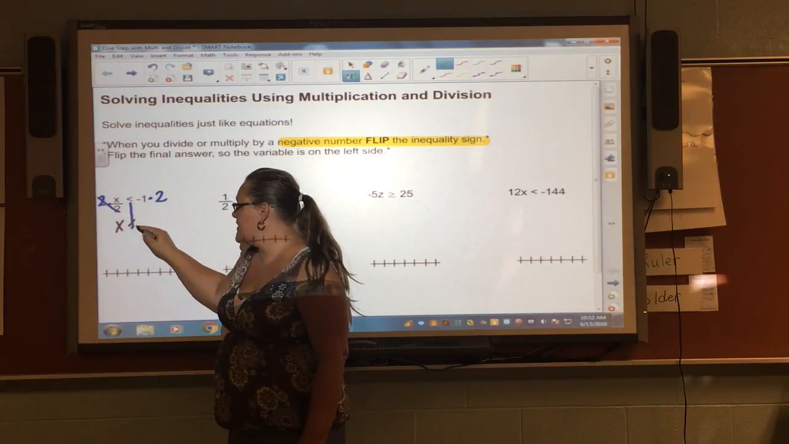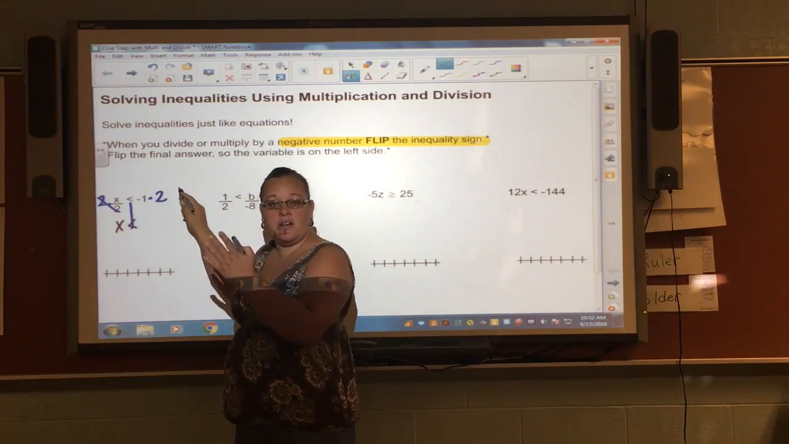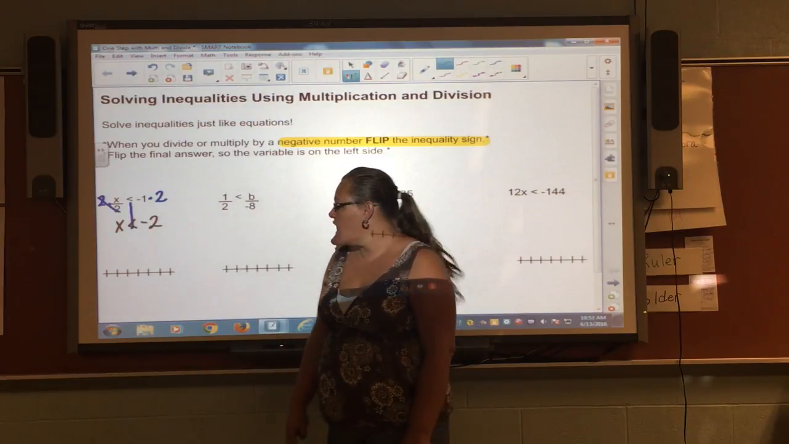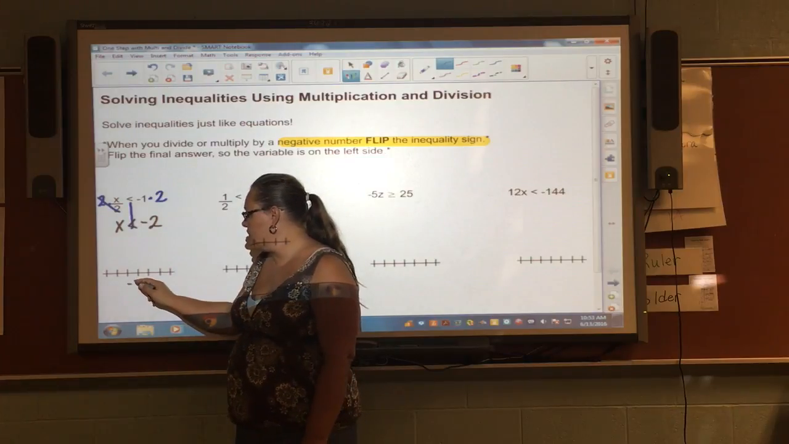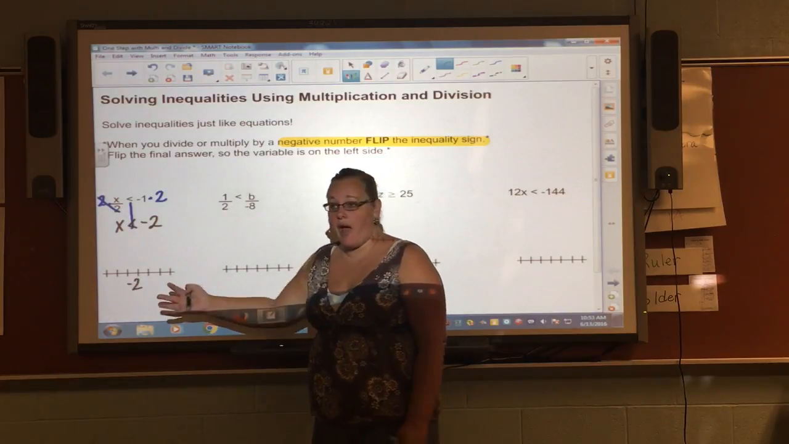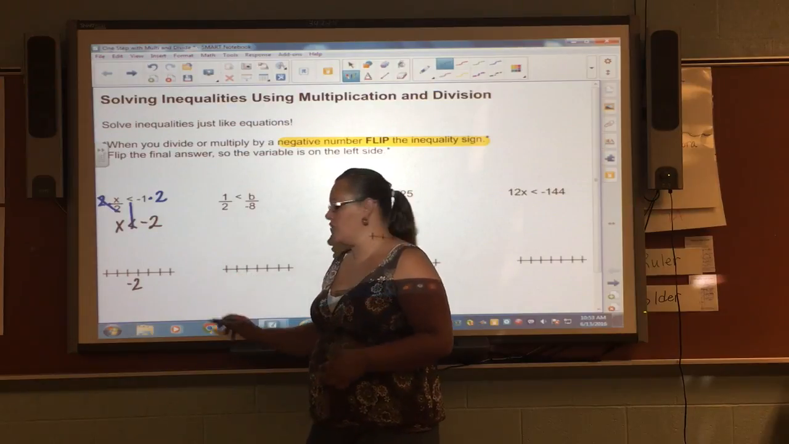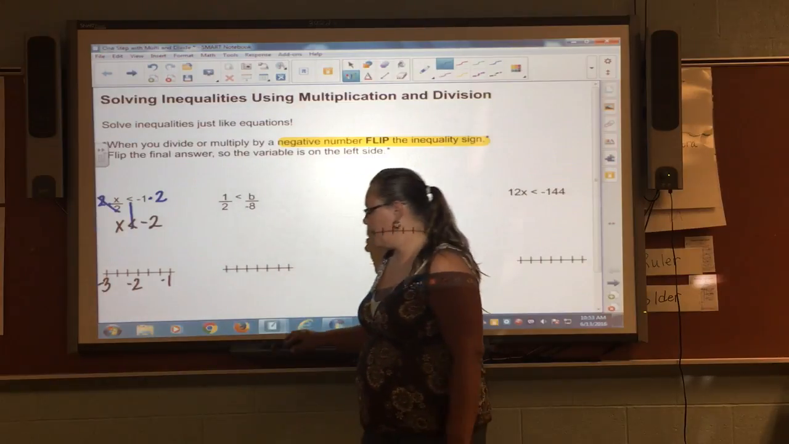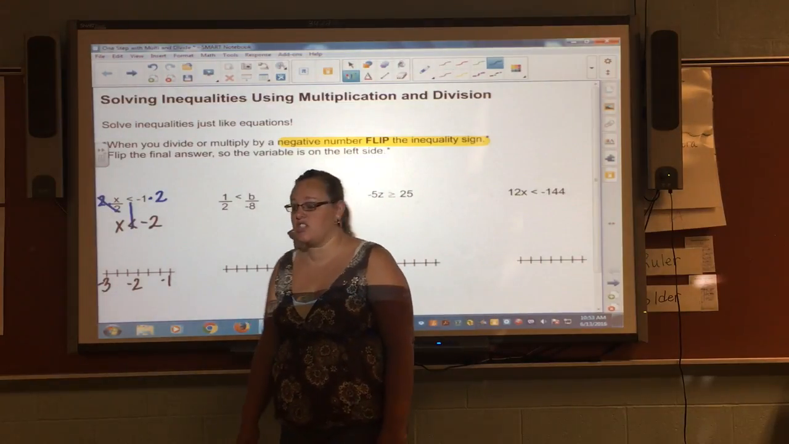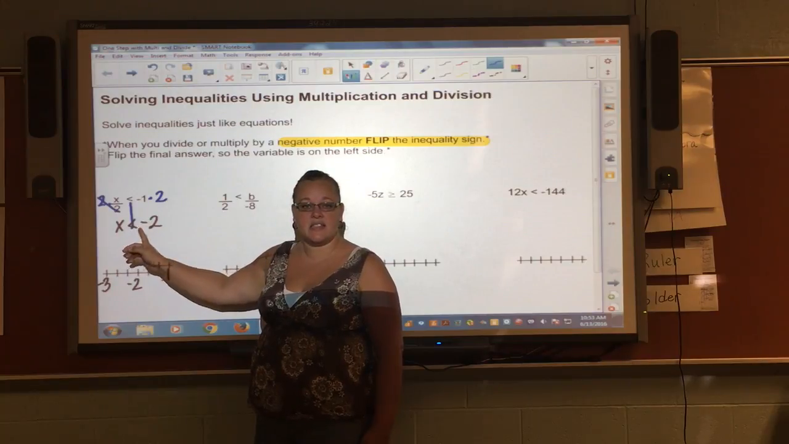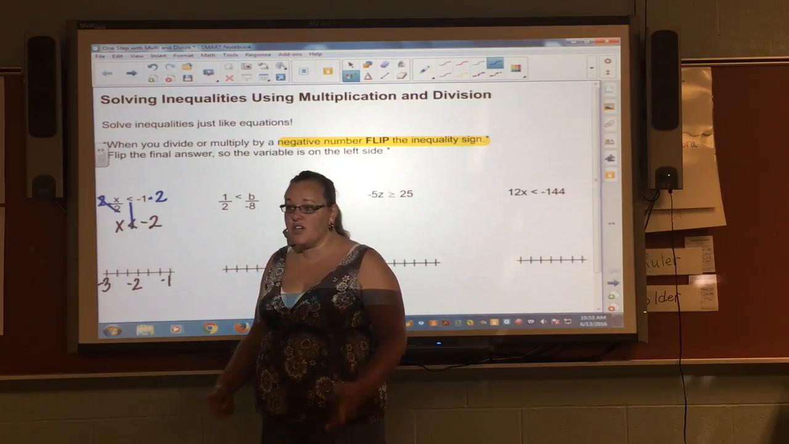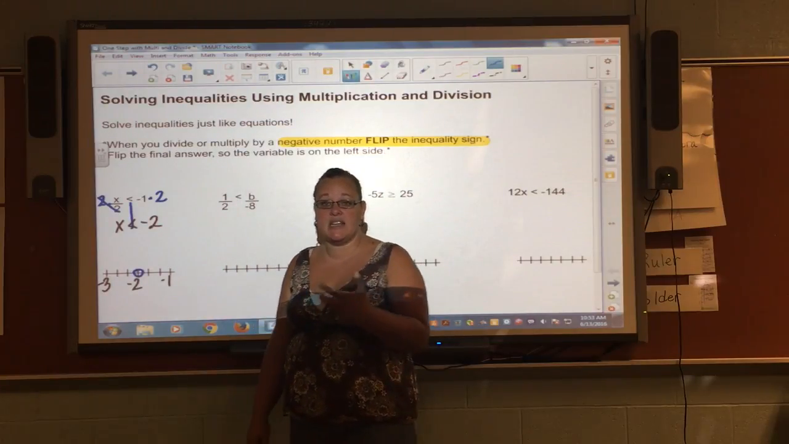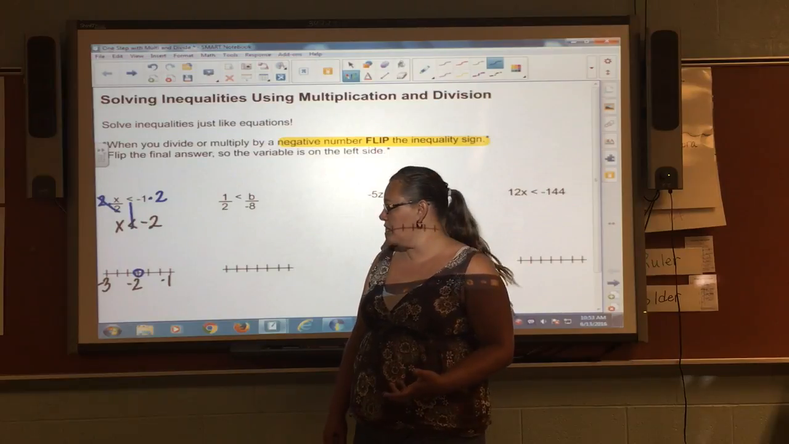So x is less than negative 1 times a positive 2 will give me a negative 2. So, negative 2 will go in the center of our number line. 0 is closer to me, so that's where we'll start counting. Negative 1, negative 2, negative 3. And we ask ourselves the question, is negative 2 less than negative 2? The answer is no. So that means that dot has to be open. We can't shade it in because it is not a solution or an answer.